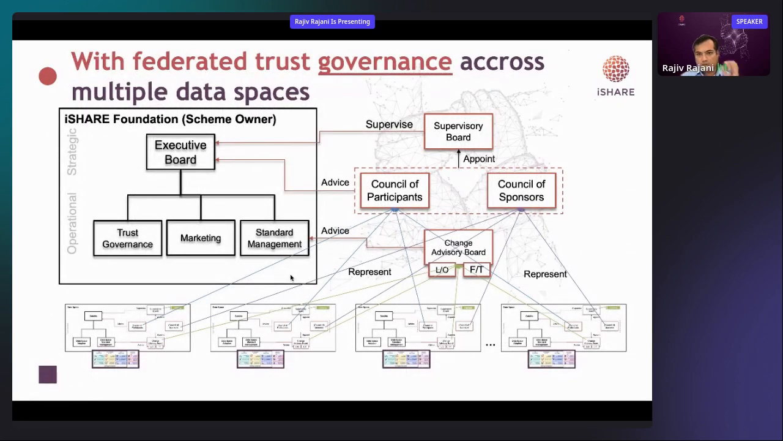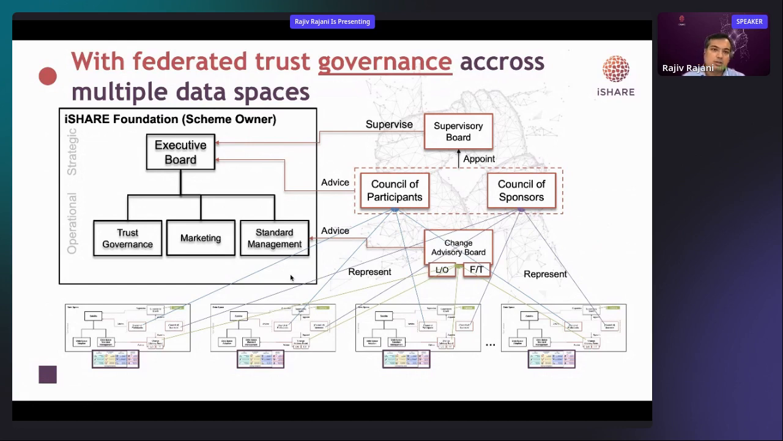But how does this all fit within the iShare framework? Because the iShare framework also has its own governance, and when you are registered as a data space based on the iShare framework, you also become part of that framework or governance, right? So I'll explain also on the iShare part.